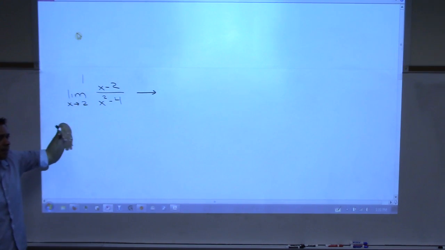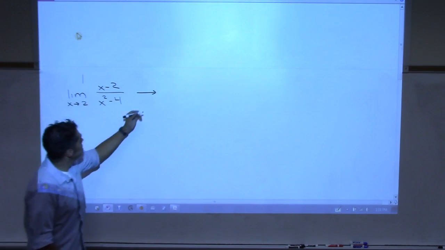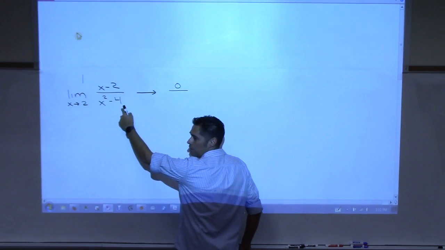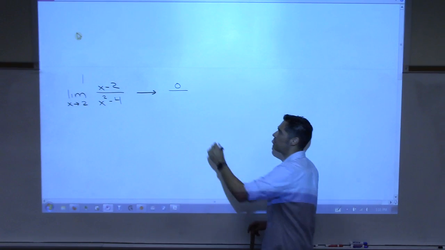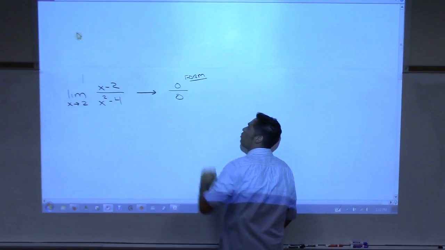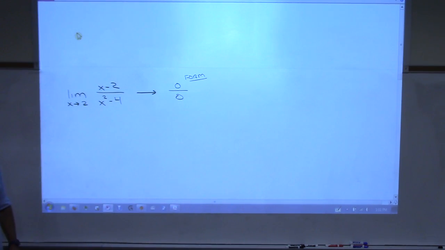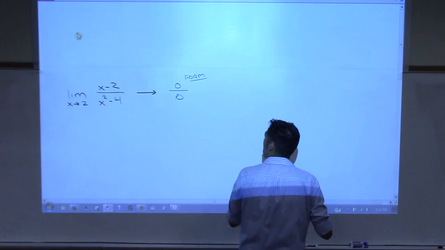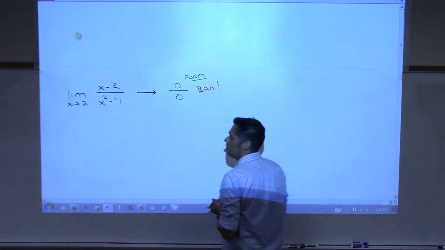The top gets closer to what? 0, right? Gets really close to 0. And the bottom also gets really, really close to 0, right? Because 2 squared is 4, 4 minus 4 is 0. So we get this form, okay? I'm going to call that a form. This is the form we're getting. The limit gives us a form of 0 over 0, which is a very bad situation for us. And I like to actually write the word bad. It's kind of childish, but it sticks, all right? That is bad.